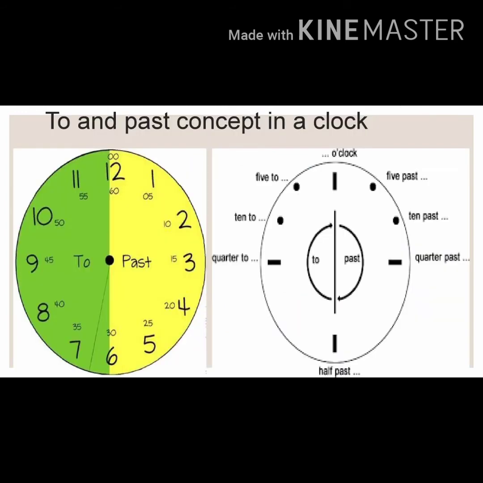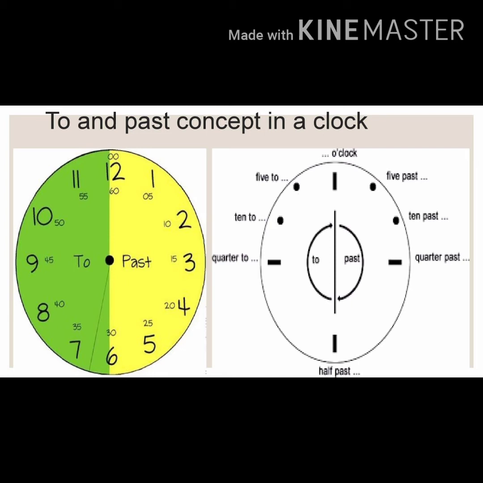Now children, let us understand some terms which we use in a clock. These terms are to, past, quarter and half. First let us see the picture of the clock on your left hand side. Here you can see two colors, children. In the yellow color we have written past, and in the green color we have written to. What do we mean by that? When the minute hand moves from 12 to 6, we call it past, and when the minute hand moves from 6 to 12, we call it to.